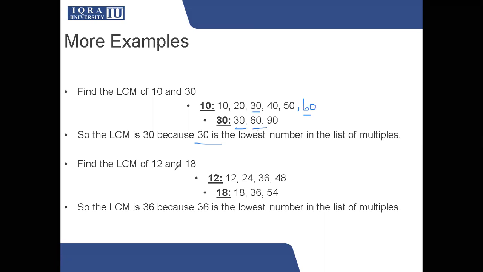Again, another example of 12 and 18. When you write down their multiples like this, you find out that 36 is the smallest number that is common to both of them, right? So 36 is the LCM of 12 and 18. So this is how you're supposed to find out the LCM.